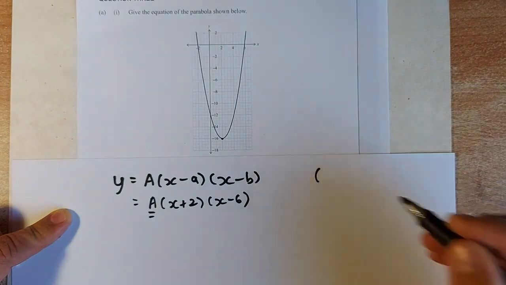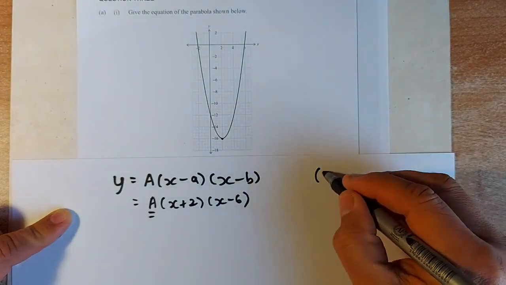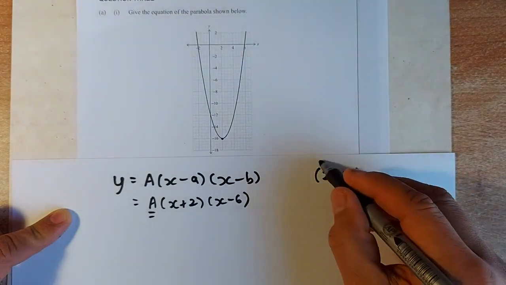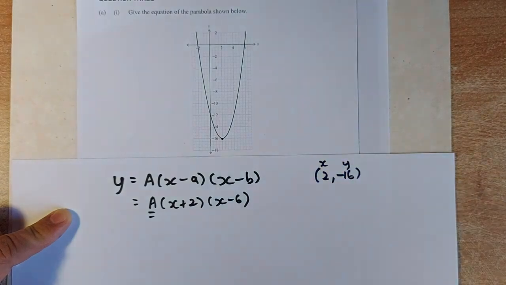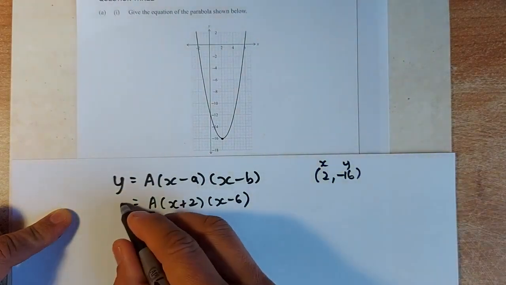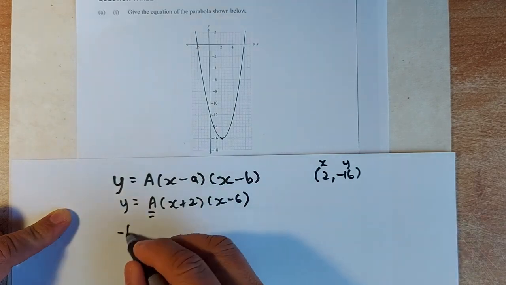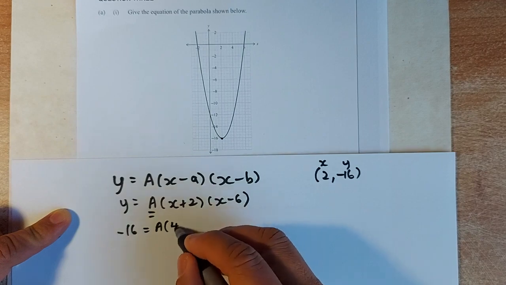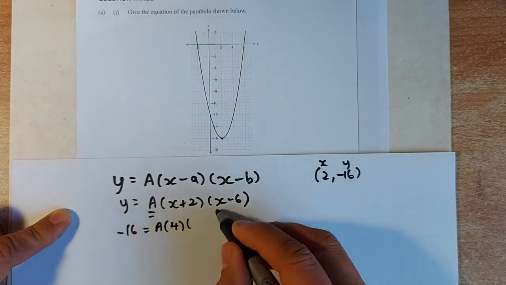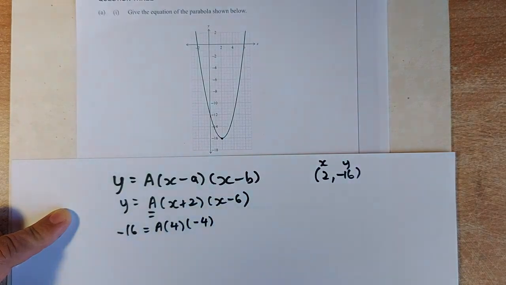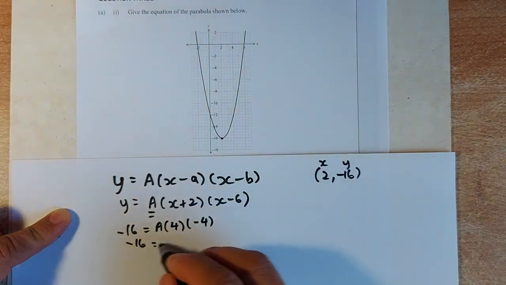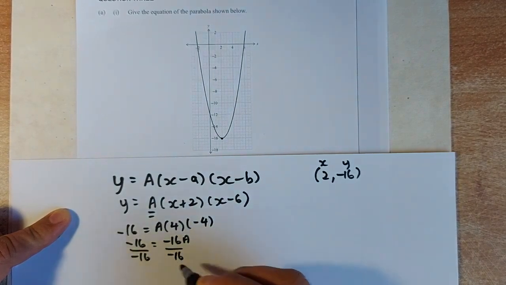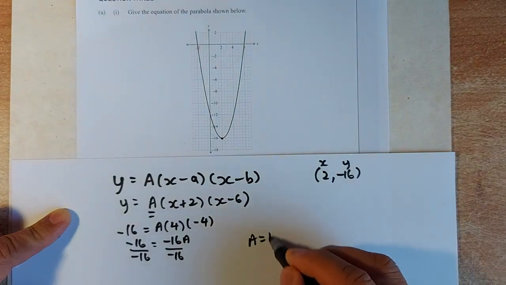That point is actually, if you look properly, (2, -16). So to find your a, you're going to substitute your x as 2 and your y as -16 into that equation. So instead of y, you replace with -16 equals a, x is 2, so 2 plus 2 is going to be 4, and then 2 minus 6 is -4, and you're going to solve that equation. -16 equals -16a, and you divide by -16 on both sides. Your a is equal to 1.